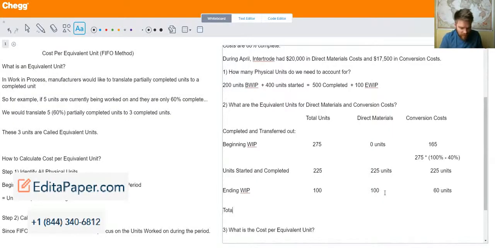So let's go ahead and total these up here. Total units. We already know total units to account for was 600 units. We identified that on number 1. For materials, equivalent units total is going to be 325 units. And then for conversion costs, it's going to be 165 plus 225 plus 60. So 450 units.